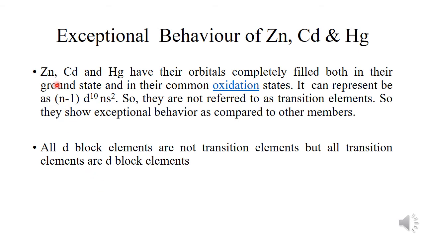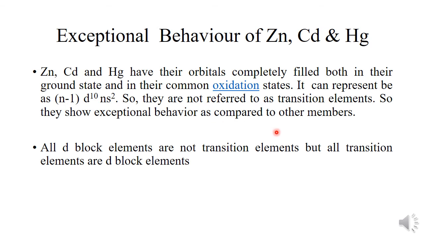As we have seen in the electronic configuration, zinc, cadmium and mercury have their orbitals completely filled both in their ground state and in their common oxidation state. So their electronic configuration can be represented as (n-1)d10 ns2. So they are not referred to as transition elements. Due to this, they show exceptional behavior as compared to the other members.